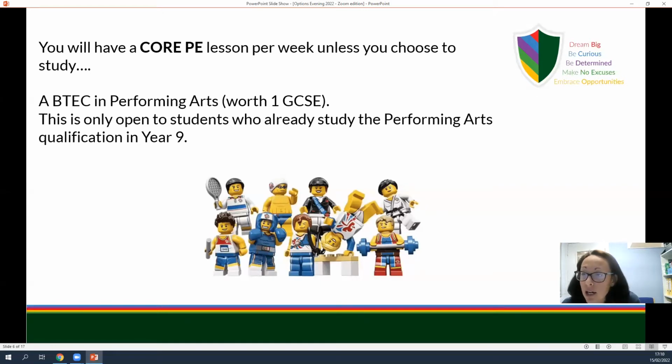If students that are already studying Performing Arts in Year 9 would like to carry on with it in Year 10 and 11, they will select in their options form, instead of core PE, they would choose to do Performing Arts, and that will tell me that they don't want to do their core PE lesson each week. They instead would like to do Performing Arts.